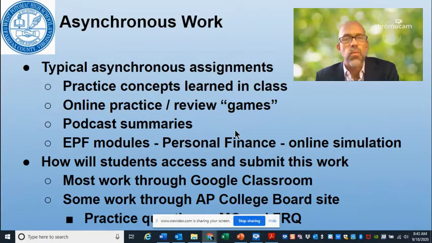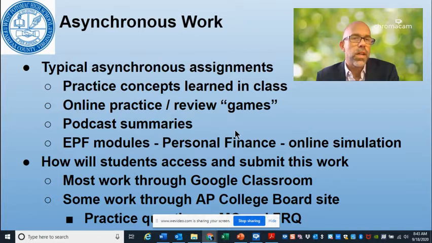Asynchronous work is what takes place on Mondays. That would be homework, basically. For an AP class, it's about 75 minutes. That's the expectation. And it's really, for us, cementing the practical concepts that we learned in class. So there's a lot of online practice and review games that I assign. I also assign quarterly podcast summaries. So they have to listen to an economic podcast and write a summary of that podcast and how what we have learned in class relates to what is said in the podcast.